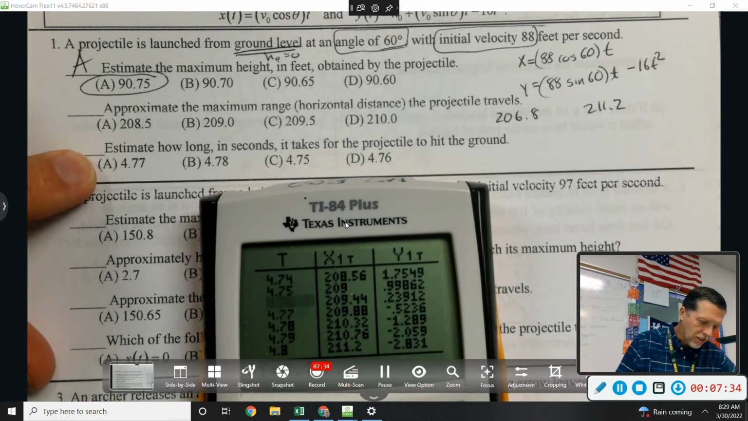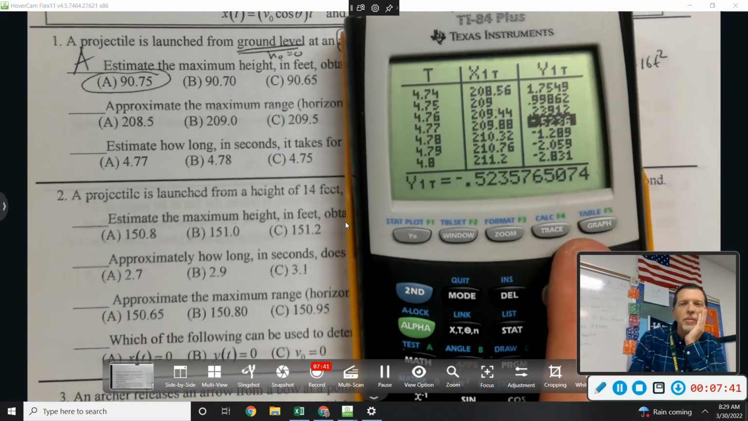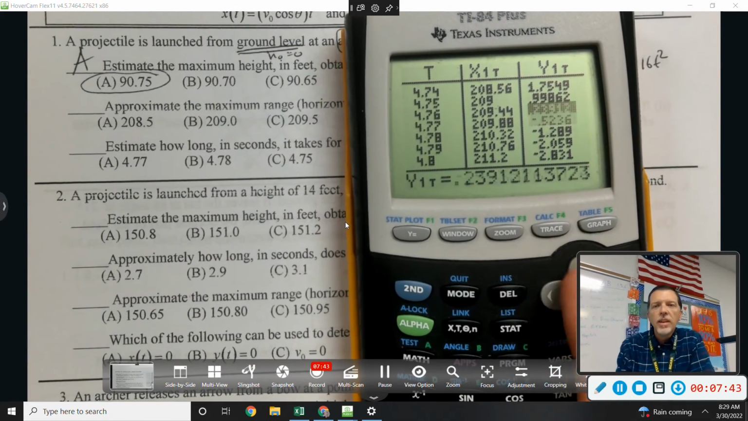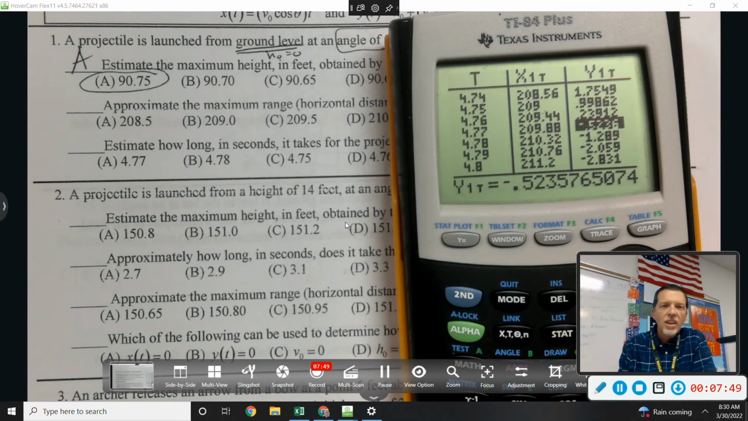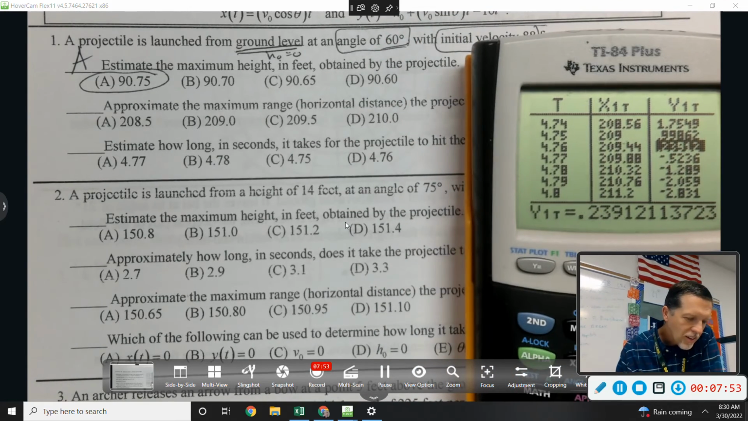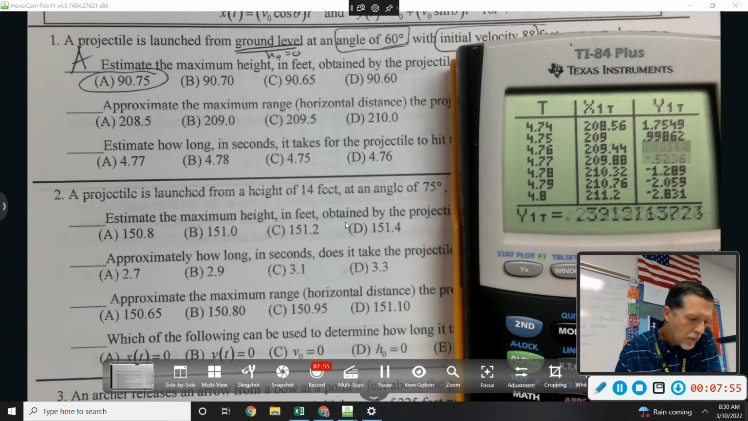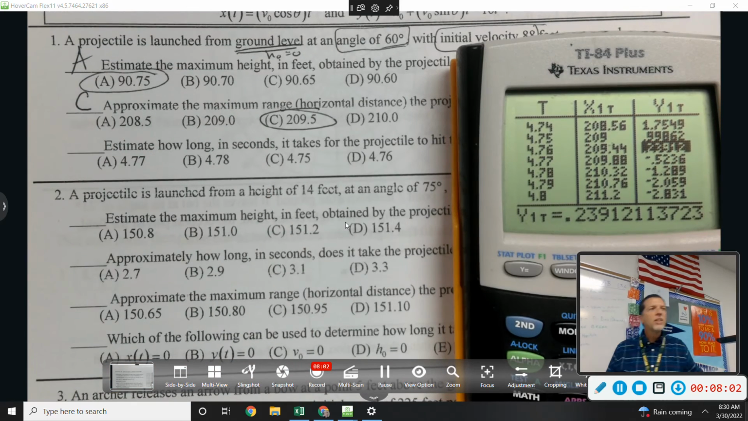There we go. So let's find where our y value is smallest, or our y value is closest to 0. This might be the easy way to go. So y is 0 in between 4.76 and 4.77. So which one am I going to pick? I'm definitely going 209.5 for range. Table set is the way to go.